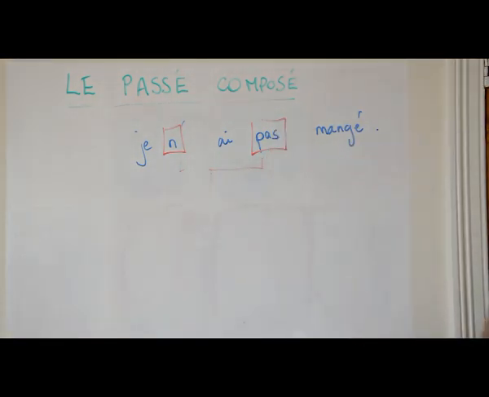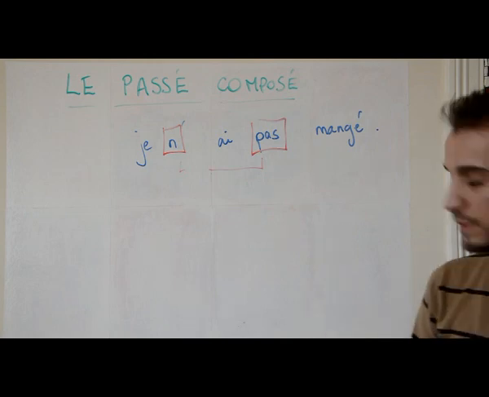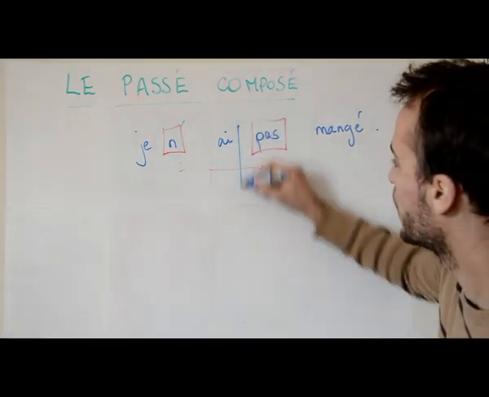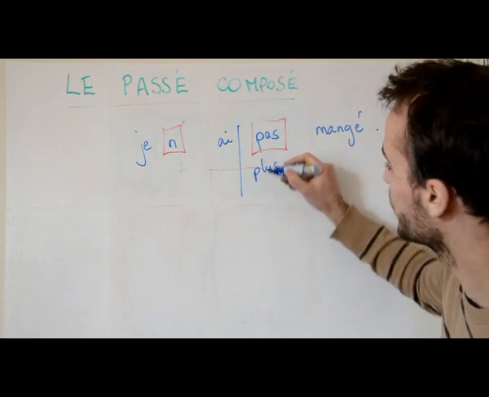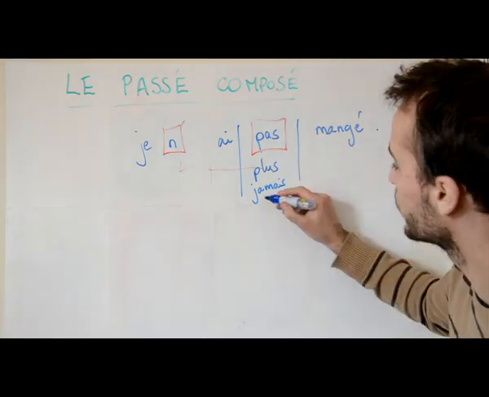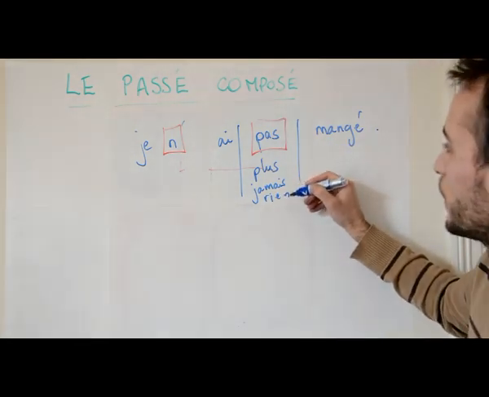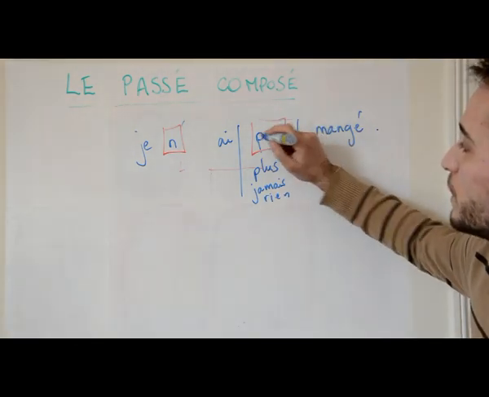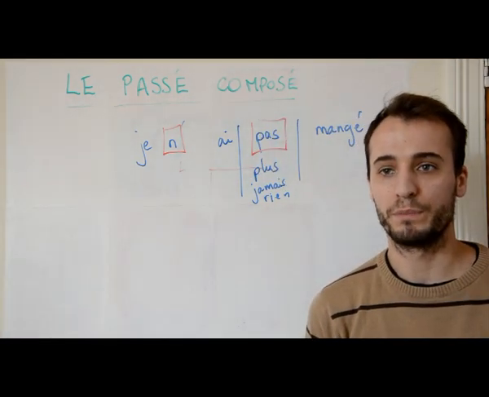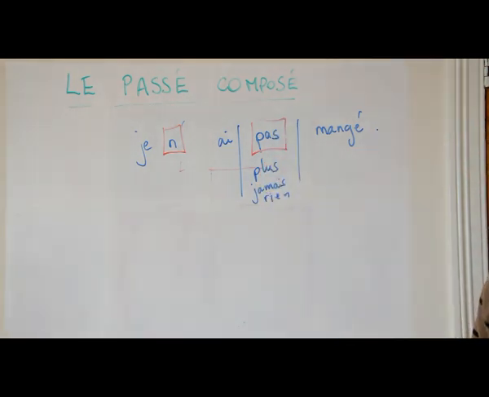Anything here instead of the pas will be in exactly the same place. So instead of the pas, it could be jamais, never, or plus, anymore. Rien, nothing, goes here as well. So it substitutes pas, and it goes in between the auxiliaire and the past participle. That's the place where you need to put these negation words.